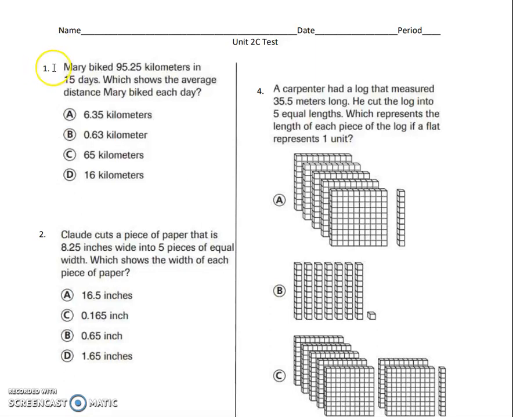Question number 1. Mary biked 95.25 kilometers in 15 days, which shows the average distance Mary biked each day. Pause the recording so you can work the problem.